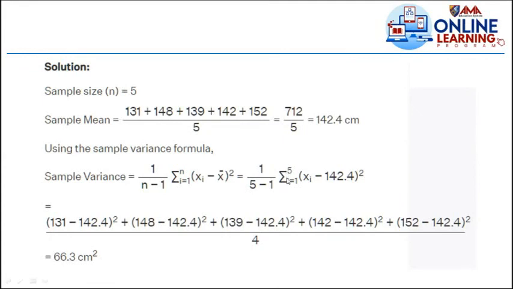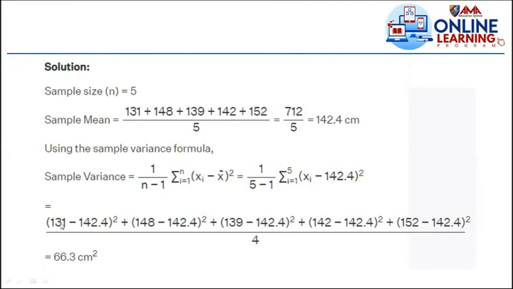Kaya summation siya, no? From 1 to 5 data. Yung height po natin. 148 minus 142.4 raised to 2, 139 minus 142.4 raised to 2, plus 142 minus 142.4 squared, plus 152 minus 142.4 squared. Okay? So, kaya tinawag nilang summation. Yung xi po natin, 5, ginamit natin yung formula po niya. And then, n minus 1, we have 5 minus 1. The answer is 4.